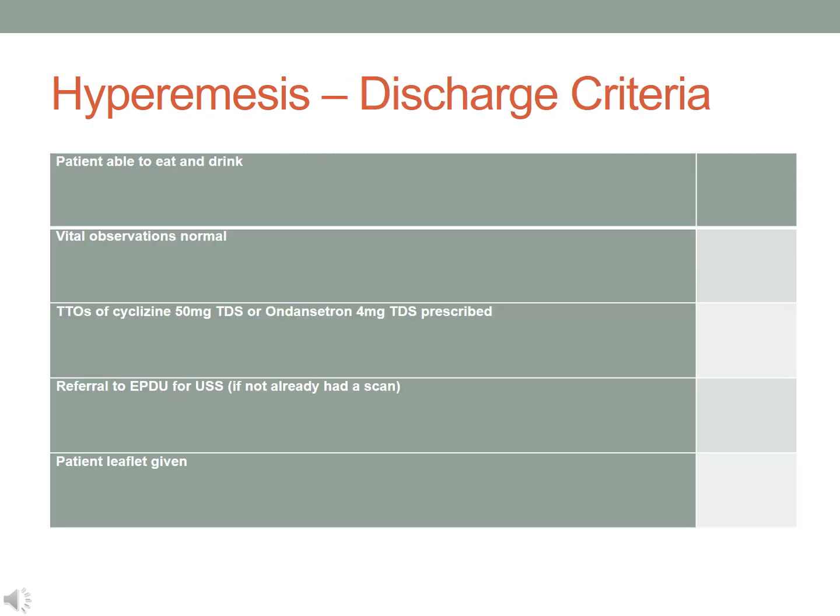The discharge criteria for hyperemesis: the patient needs to be able to eat and drink. All their observations need to be normal. They need to have adequate medications to take home and a referral to the gynae unit for an ultrasound if they've not already had a scan during this pregnancy. There is a patient leaflet to give them on hyperemesis as well. Please note that the amount of ketones in their urine doesn't matter for discharge. As long as they are eating and drinking, they will clear their ketones.